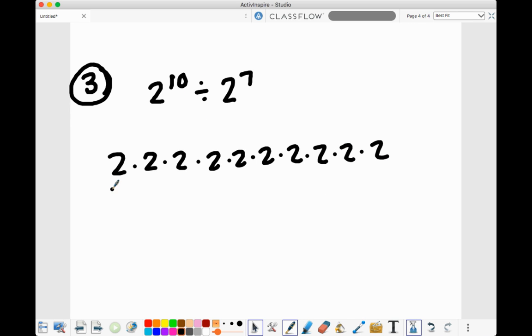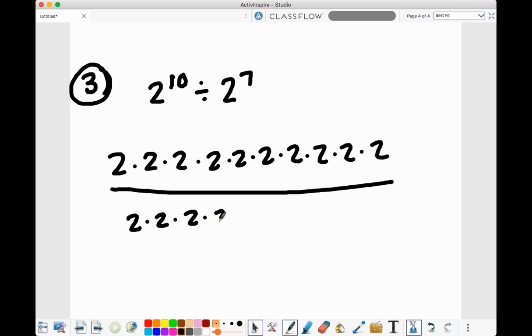Divided by, I also like to think of division as a fraction, right? A fraction can represent division. 2 to the seventh power. So I wrote the number 2 7 times.